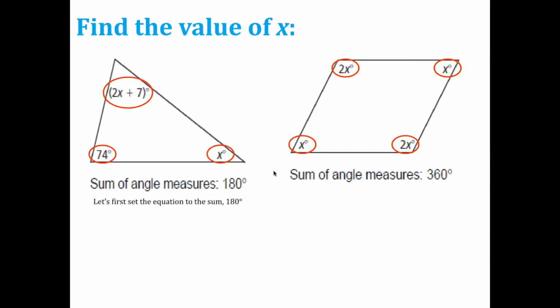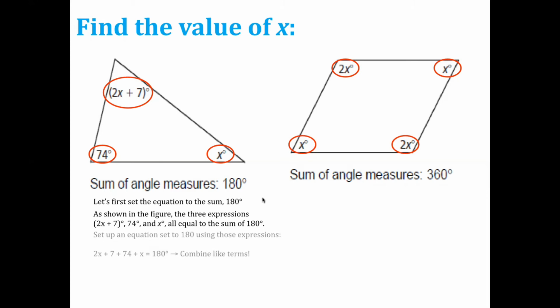So let's first set the equation to the sum 180 degrees. As shown in the figure, we know that the 3 expressions, 2x plus 7, 74, and x, all equal 180. So just set up an equation set to 180 using these expressions.